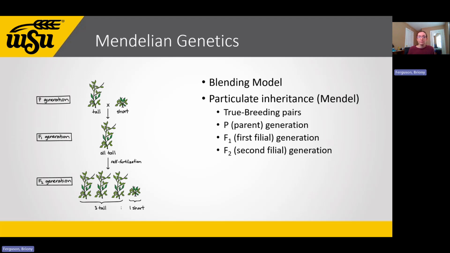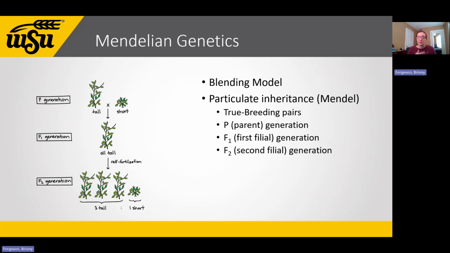But we get all of this from Mendel. Mendelian genetics. Mendel's work with these pea plants, he created this blending model, and he named the mechanism for this particulate inheritance. To do this, he had to use true breeding pairs. You can see here in the little picture that P generation, that's your true breeding pairs, which means that one parent is going to be homozygous dominant and one parent is going to be homozygous recessive. This is done because it reduces the chance of interference from things like codominance or incomplete dominance, which we will talk about in the later slides.